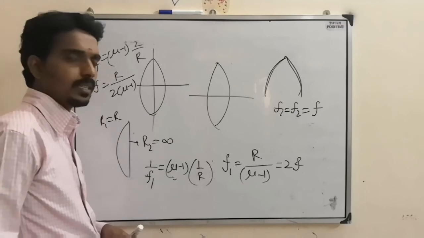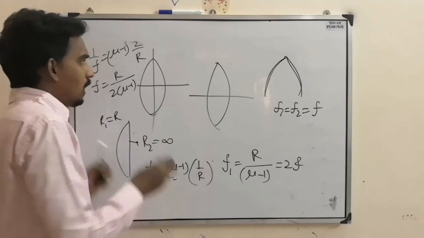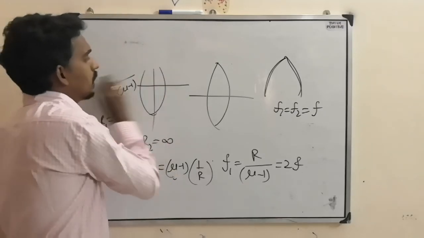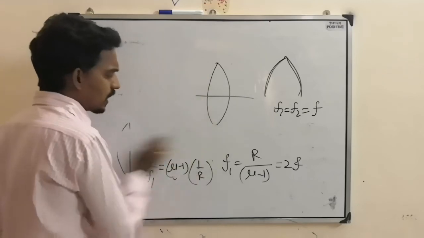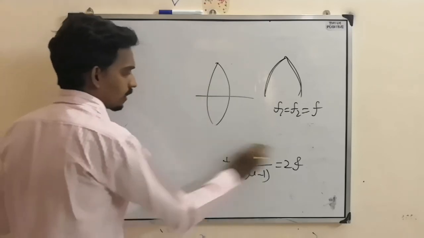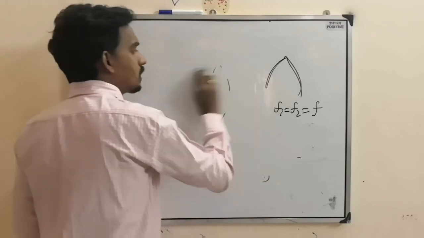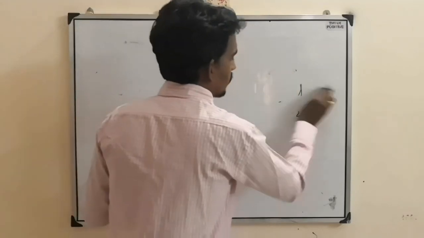So these are the two cases they can ask, like cutting of a lens, two cases. Or after cutting, they can also keep the pieces in contact. Then they can also ask what is the resultant focal length.